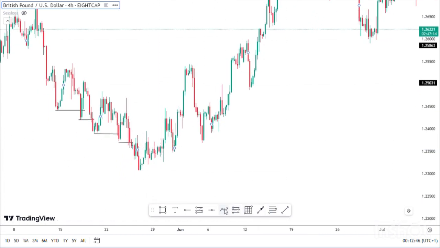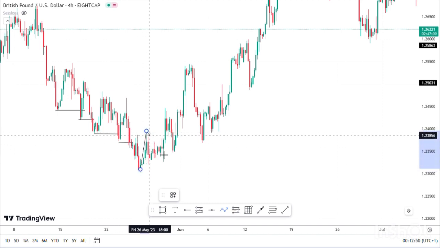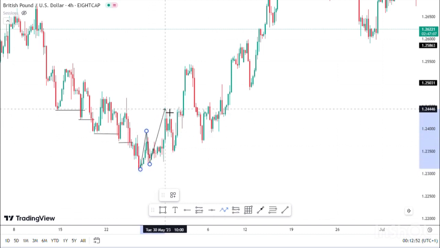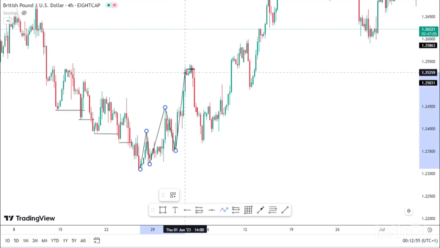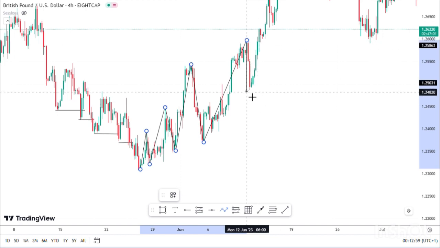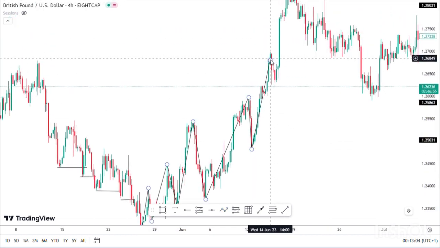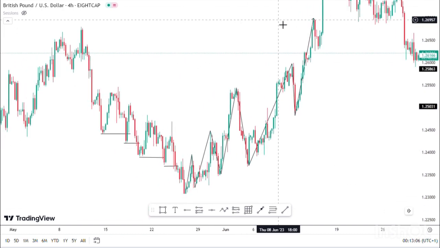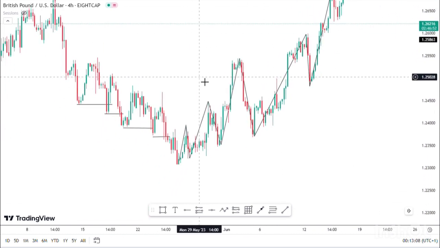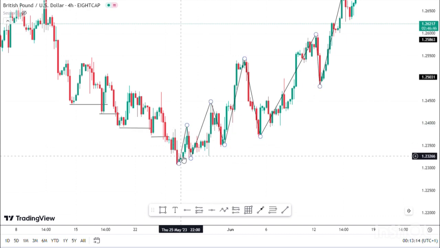Okay, let me just draw the path line for understanding. So we have swing high, then swing low, then swing high, then swing low, swing high, then swing low, then we have another swing high, then we have another swing low, then we have another swing high. So let me just stop here. So every single time that price is going towards the direction, it has to be taking every previous swing high, and also price has to be respecting every previous swing low. That is for market structure in bullish condition.